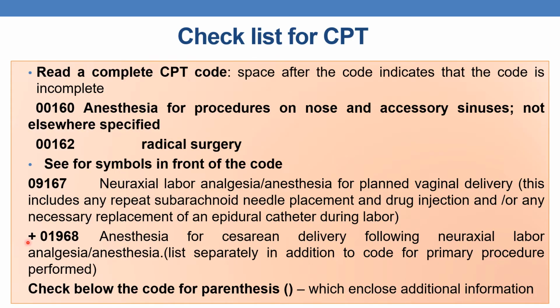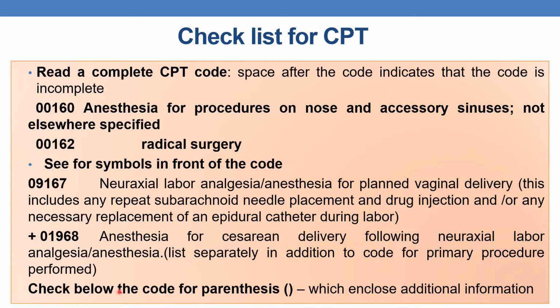Whenever there is a plus symbol in front of any code, that is an add-on code. That is, it is not a primary code and it is always a secondary code. Before that code, a primary procedure code must be added. Here the primary procedure code is 01967. Neuraxial labor analgesia or anesthesia for planned vaginal delivery. So plus indicates add-on code. Similarly, various symbols indicate various reasons which we will discuss later.